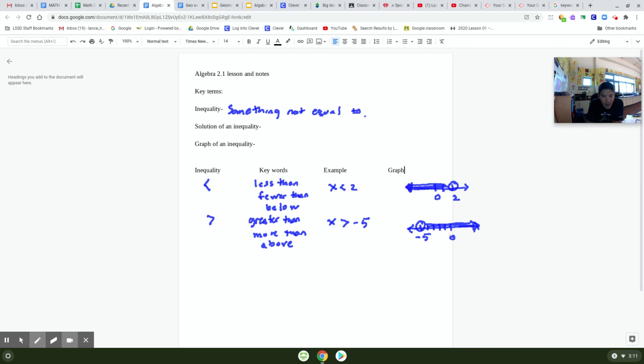So we have less than, we have greater than, and there's less than or equal to, basically less than with just one equal to part underneath it.